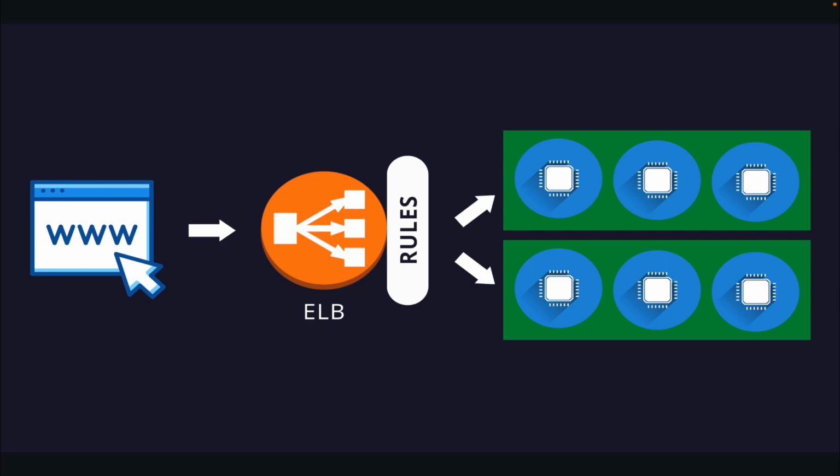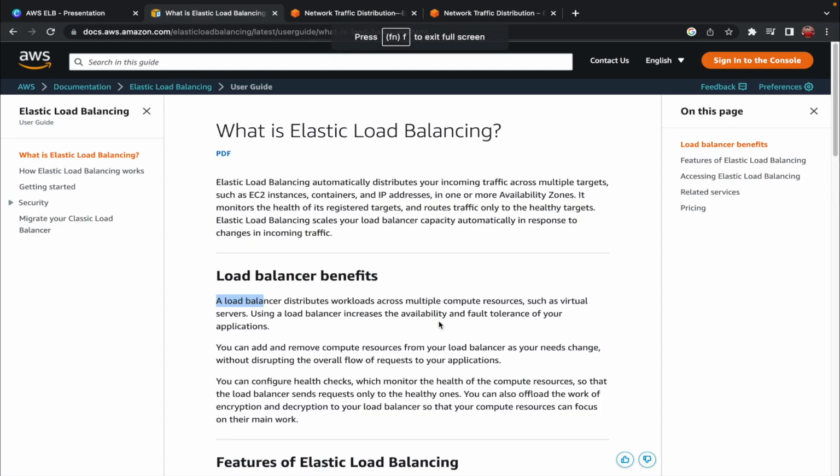So we learned about load balancer, rules, the different target groups, and how the traffic is distributed between different instances within a target group. So guys, let's also take a look at the official documentation of Elastic Load Balancing from AWS. So what is Elastic Load Balancing? Elastic Load Balancing automatically distributes your incoming traffic across multiple targets such as EC2 instances, containers, IP addresses in one or more AZs. So this is a basic definition of Elastic Load Balancing.